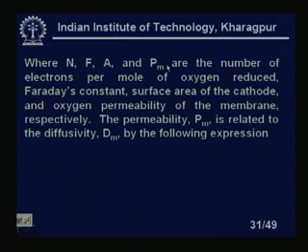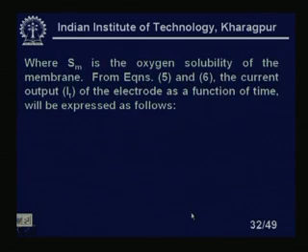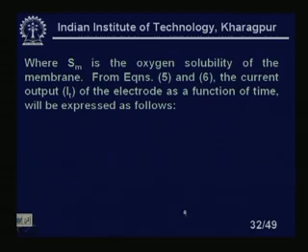The permeability Pm is related to the diffusivity of the oxygen by the following expression: Pm equal to Dm into Sm, where Sm is the oxygen solubility of the membrane. From equations 5 and 6, the current output It, because that is the only measurement, is the reason we go for the membrane covered electrode, otherwise we could do chemical analysis. We need this current output for continuous measurement or control of the partial pressure of oxygen or dissolved oxygen concentration, either in bioreactors or in wastewater treatment plants, as a function of time, and it will be expressed as follows.